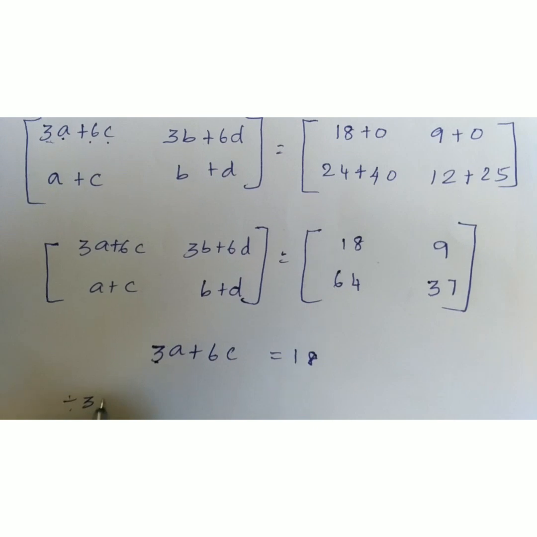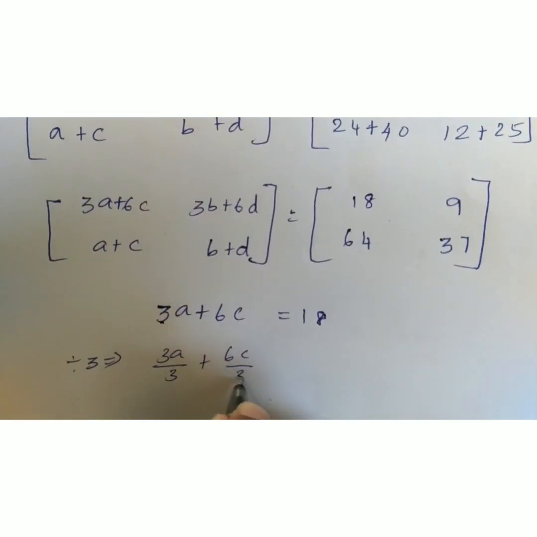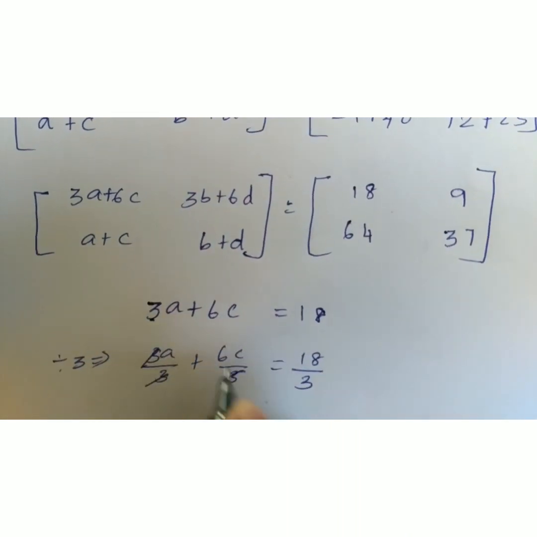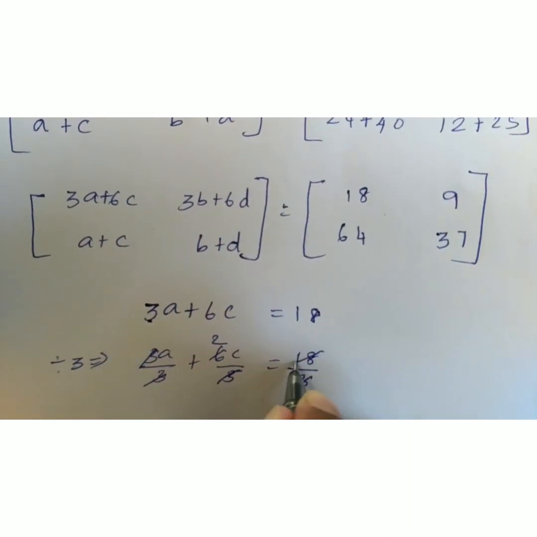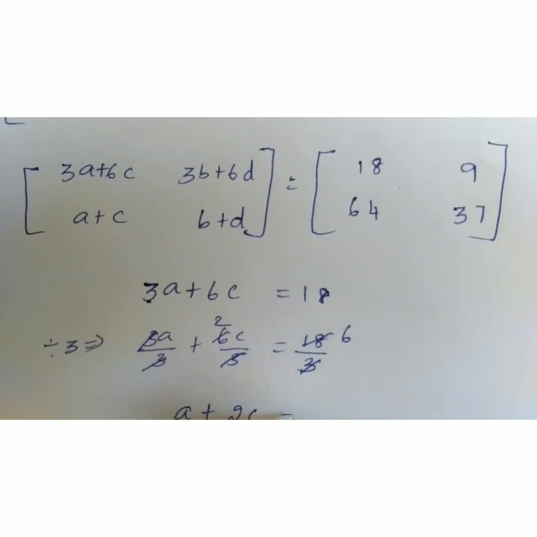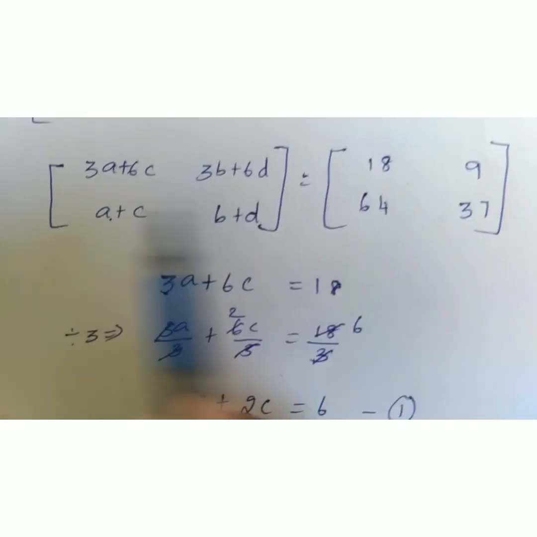So divided by 3 means we get 3A divided by 3 plus 6C divided by 3 equal to 18 by 3. 3 and 3 cancel, 1 3 is 3, 2 3s are 6, 1 3 is 3, 6 3s are 18. So A plus 2C equal to 6. Take equation 1.